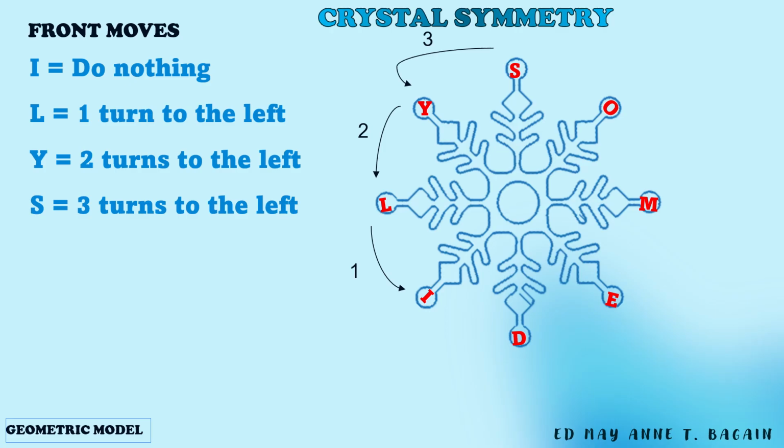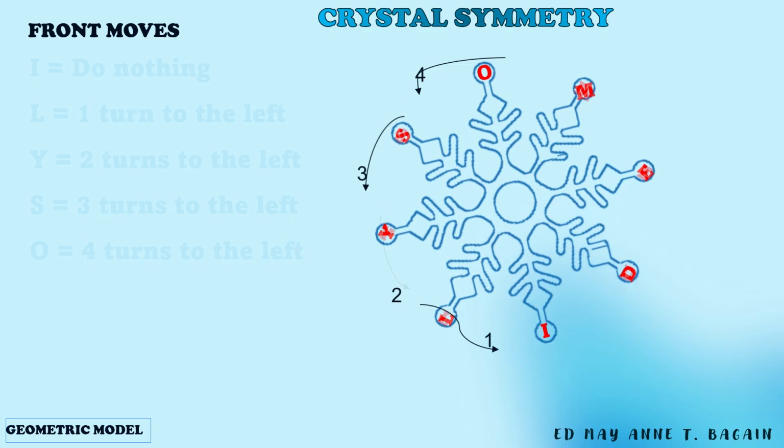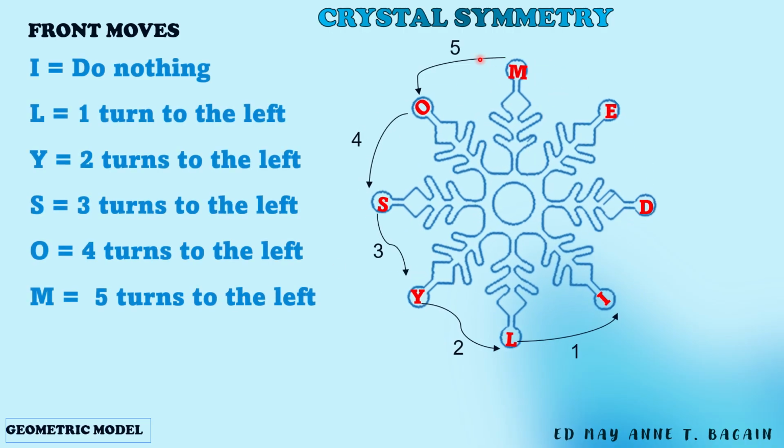Next, we have the move O, 4 turns to the left. So I, L, Y, S, and then O. That is why O is here: 1, 2, 3, and 4, 4 turns from I to O. Next, we have the M, which is 5 turns to the left. From I, we turn 5 times, 1, 2, 3, 4, and then 5, and that is when we get to the M. That is why M is at the center. We moved 5 turns.